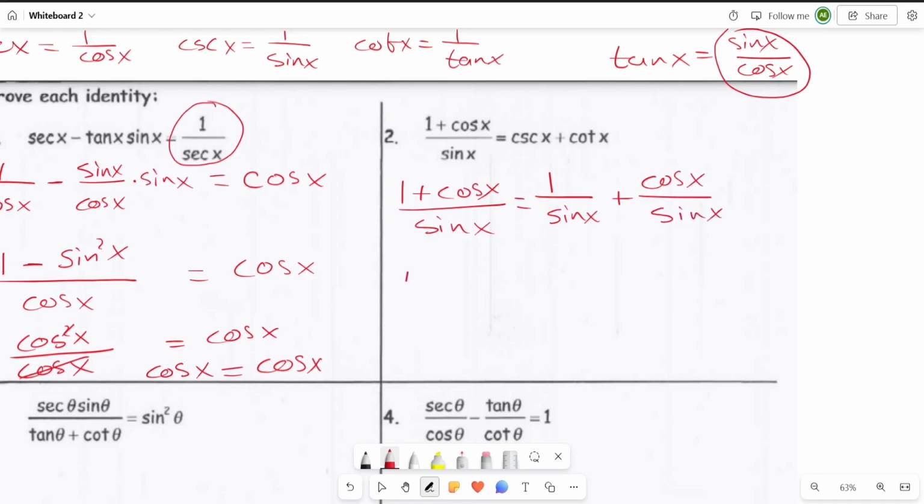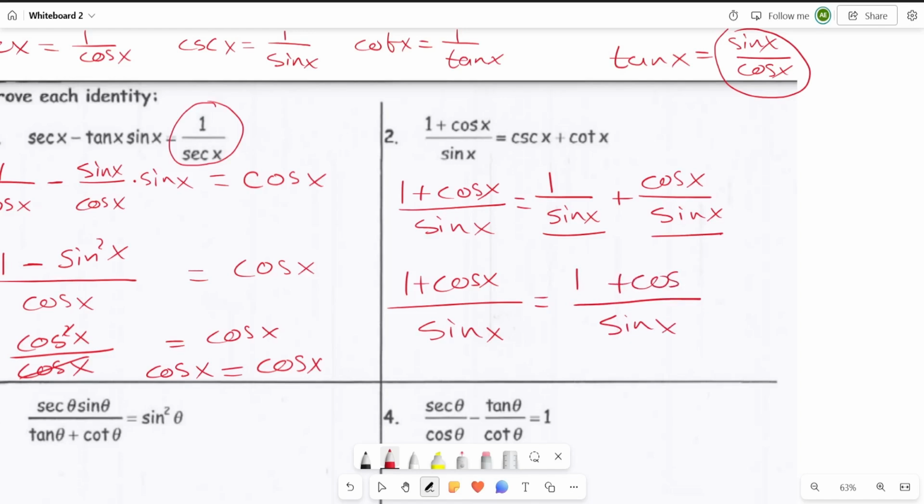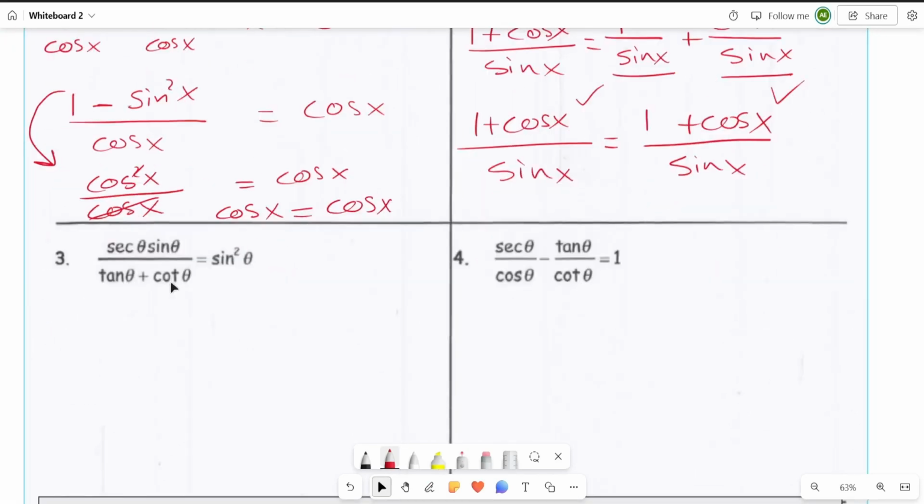Okay, and then I will have this part on the left side. I will not do anything to it, and then I will add my fraction. I have a common denominator, so I can add the numerators and just copy the denominator as sine x, and when I add them I will find a 1 plus cosine x, which is exactly the same as this. Okay, hope everything is okay.